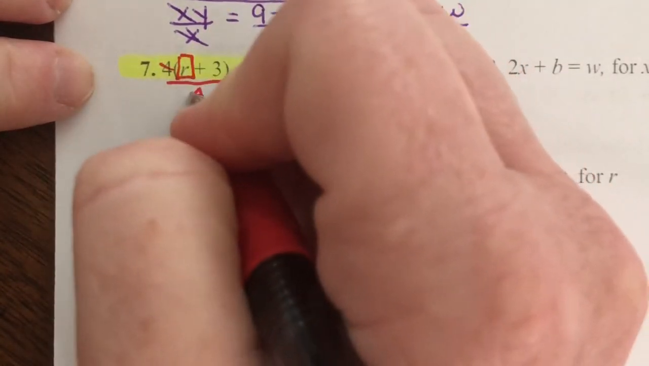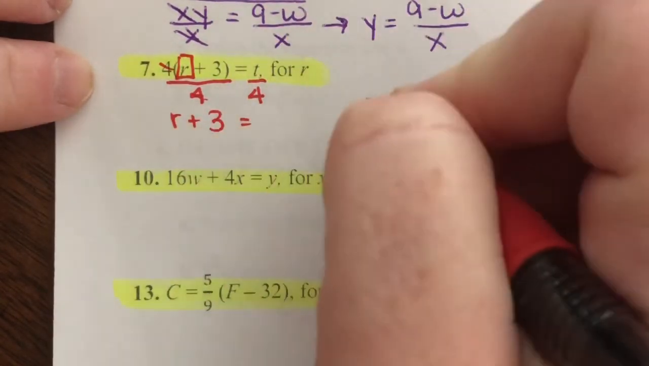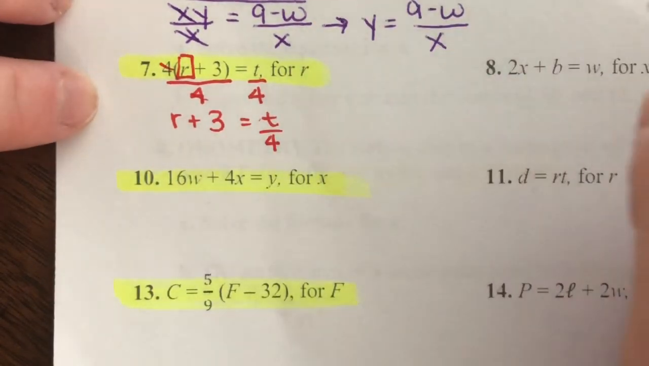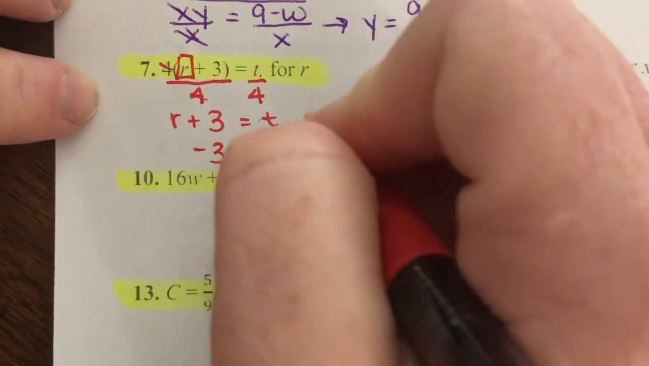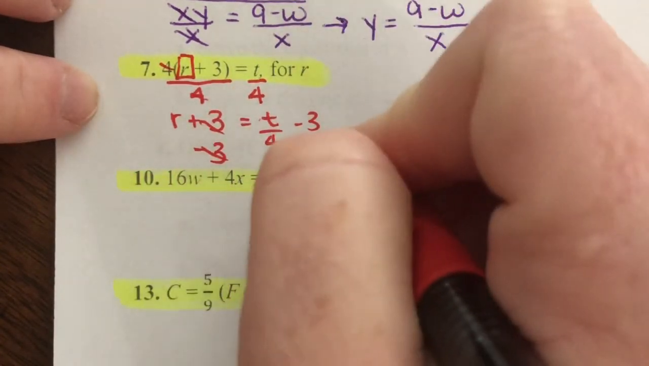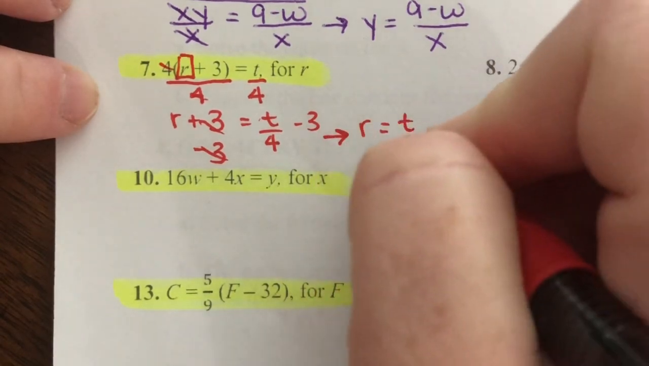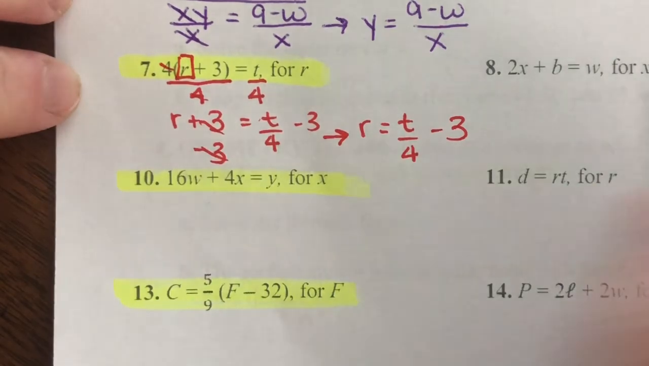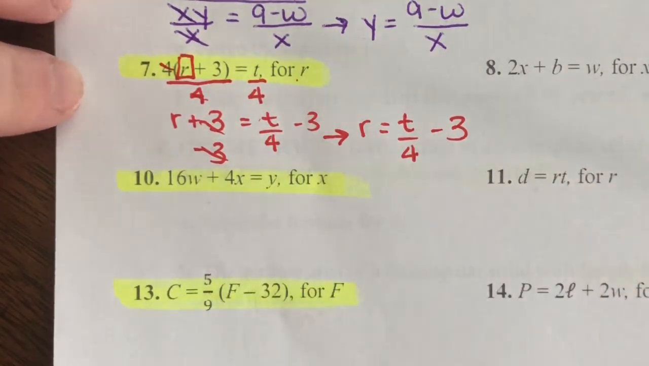So these 4's cancel, and I'm left with r plus 3 equals t divided by 4, or 1/4 t. And then all I have left to do is subtract 3 and subtract 3. So I'm going to end up with r equals t over 4 minus 3. Done. And it said to solve for r, and I did. I got r alone, so I'm finished.